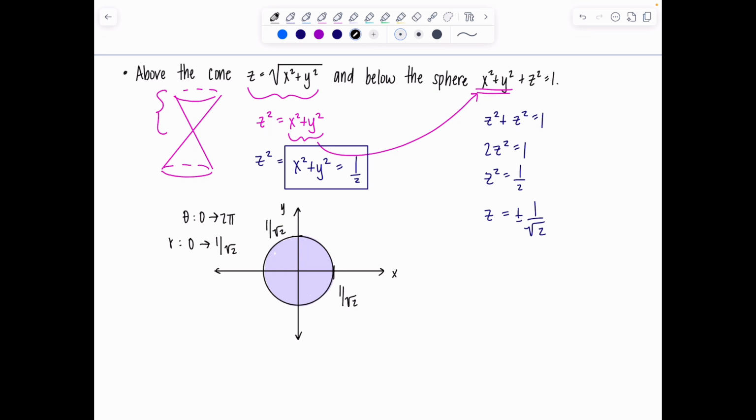3D graph time. Above the cone, below the sphere. So since it's only the upper half of the cone, it's only going to be the upper half of the sphere as well. Yes, did you pick that up? It's not a full sphere like in the last problem. They intersect when z is 1 over rad 2.